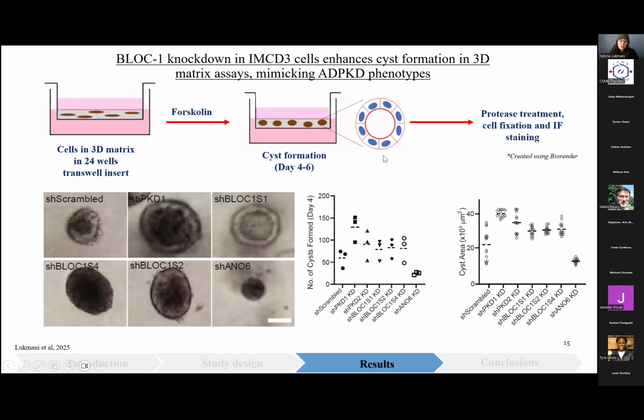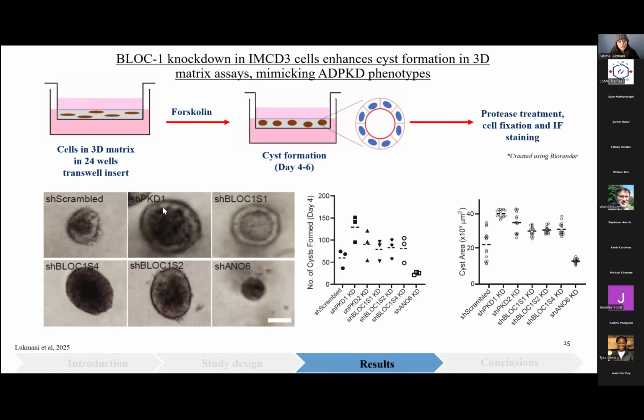So with all of this data now indicating towards the possible role of BLOC complexes with PC1 in ciliary localization as well as in lysosomal phenotype, the final stage for us was to assess how much effect this BLOC complex knockdown has on cyst formation. And it is already known that the PKD1 and PKD2 knockdown results in cyst formation in in vivo as well as in vitro models. And so we wanted to see if the knockdown of these BLOC subunits has a near similar effect like PKD1 knockdown as well.